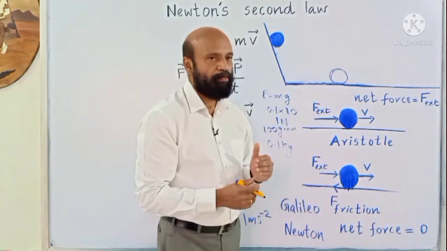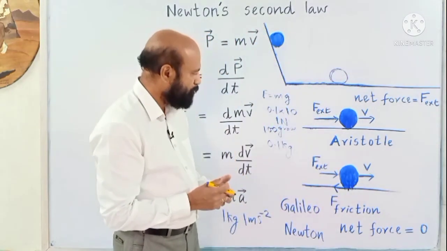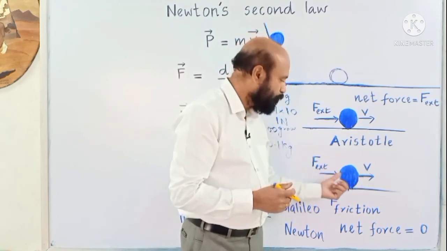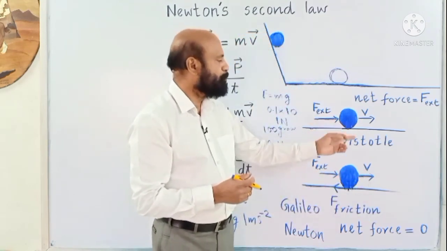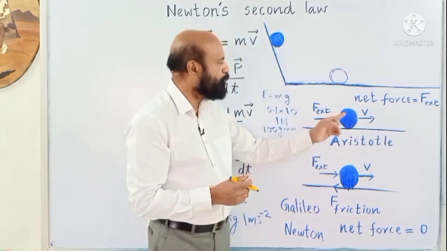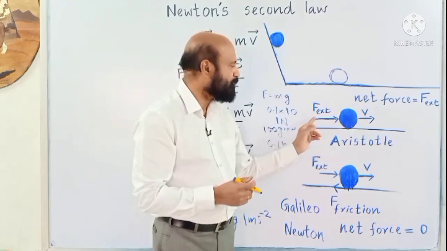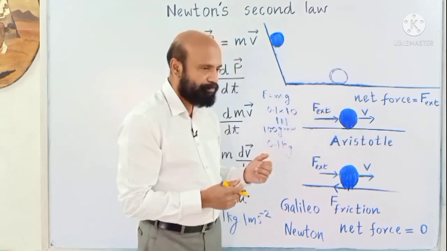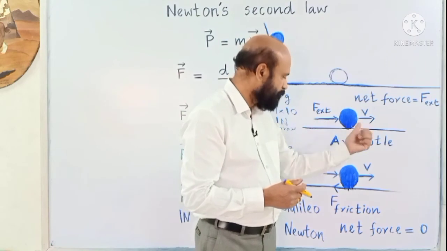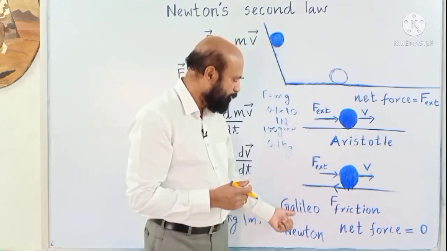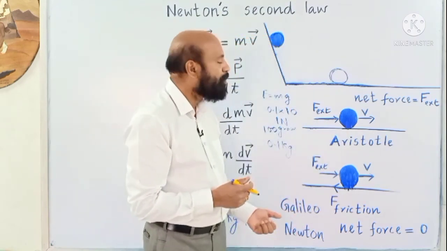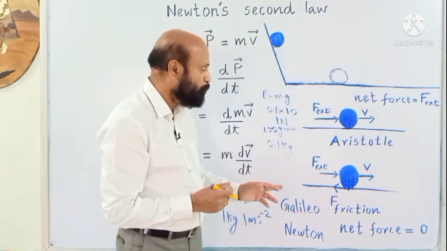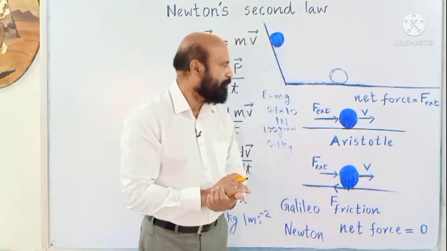So if a body is to move with the constant velocity, force is not needed. Net force is 0. But as per Aristotle's idea, if a body is to move with the constant velocity, external force is needed. If a body is to be maintained in motion, external force is needed. But here, as per Galileo's and Newton's idea, external force is not needed if a body is to move with constant velocity.